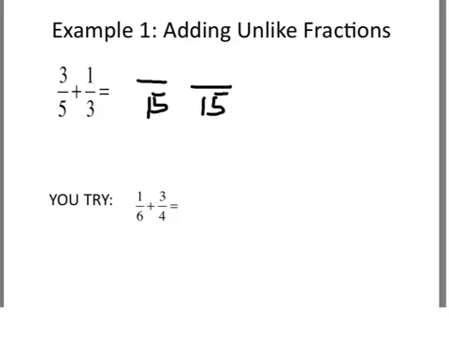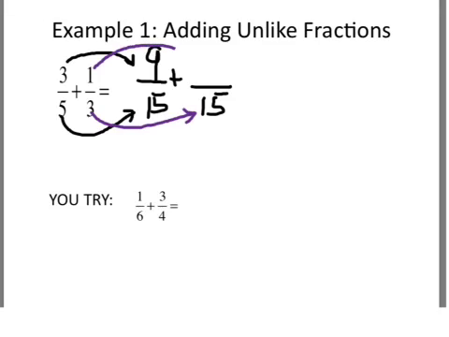Now, to get the new numerators, you need to think about what you did to 5 in order to get 15. Since we multiplied it by 3, we're going to have to do the same thing to the 3 in the numerator. So instead of having 3/5, we have 9/15. Let's check out this next term. So when I look at the 3 in this denominator here, I turn it into a 15 by multiplying by 5. So I'm going to multiply my numerator by 5 as well, and I'll get 5 up here. So now I've got 9/15 plus 5/15.